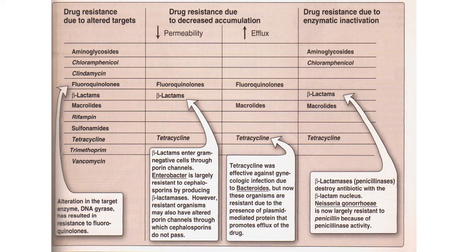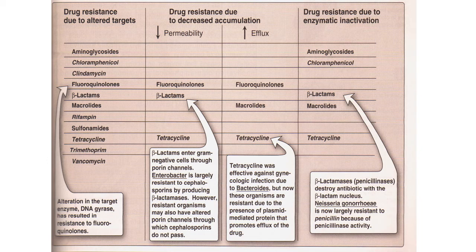This table shows us the drug resistance types of bacteria to many types of antibiotics. So we have drug resistance due to altered targets, drug resistance due to decreased accumulation by decreased permeability or increased efflux, and drug resistance due to enzymatic inactivation. Examples of the first one, resistance due to altered targets, are aminoglycosides, chloramphenicol, clindamycin, and others. Examples of decreased permeability are fluoroquinolones, beta-lactams, and tetracycline. Examples of increased efflux of antibiotic are fluoroquinolones, macrolides, and tetracycline. While for drug resistance due to enzymatic inactivation, we have aminoglycosides, chloramphenicol, beta-lactams, macrolides, and tetracycline.